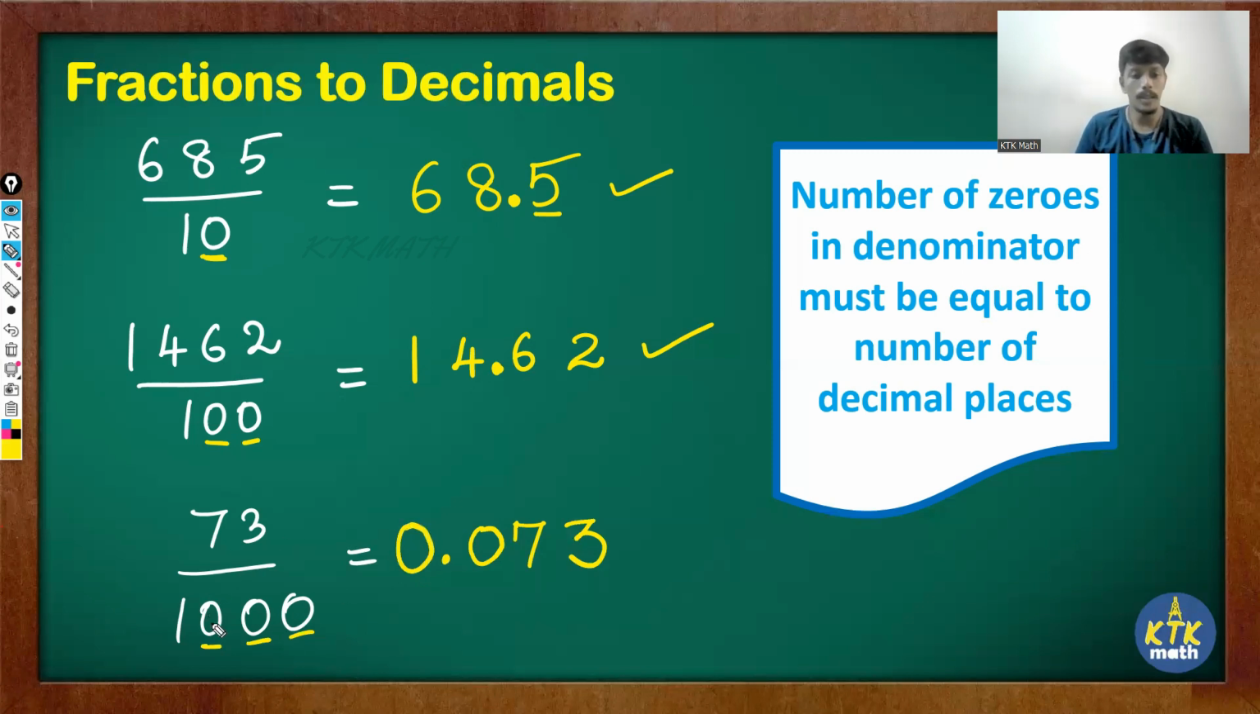Now you observe 3 zeros in the denominator, 3 numbers. So whenever sufficient numbers are not there, you must write the extra zeros and then keep the decimal point. So, repeatedly saying, the number of zeros in the denominator must be equal to the number of decimal places. If any number is in shortage, you just write a 0 and then you can continue converting fractions into decimals. So this is how we are going to convert fractions into decimals.